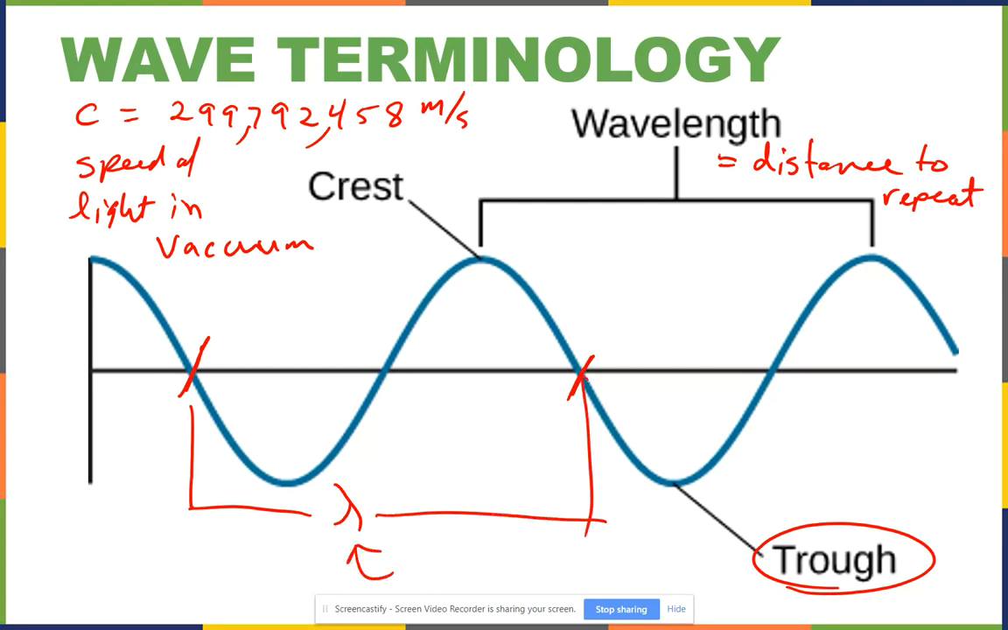What's that? Lambda. That is a lowercase l in the Greek alphabet. L for length. Get it? So that lambda is the wavelength symbol that we use. So that's an important thing to know. Another thing that's important to know that's not on here is the frequency.